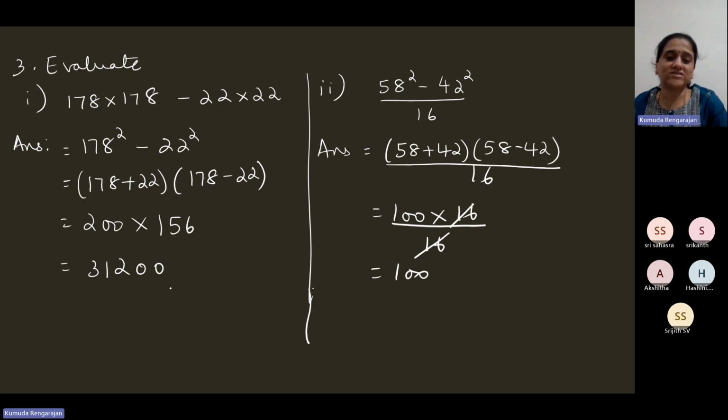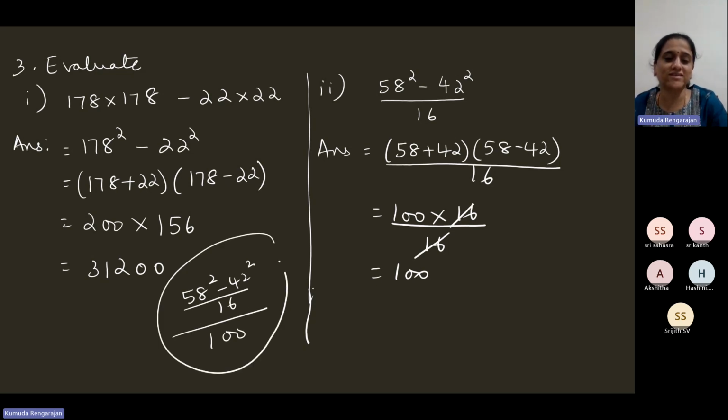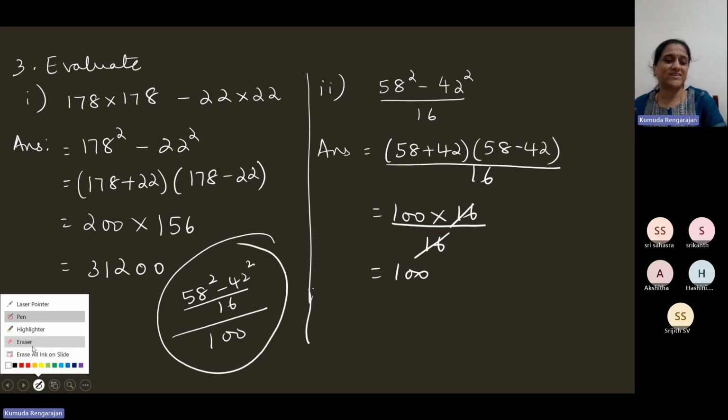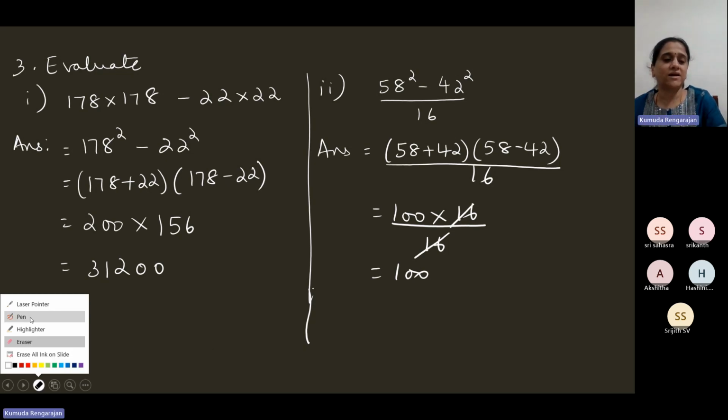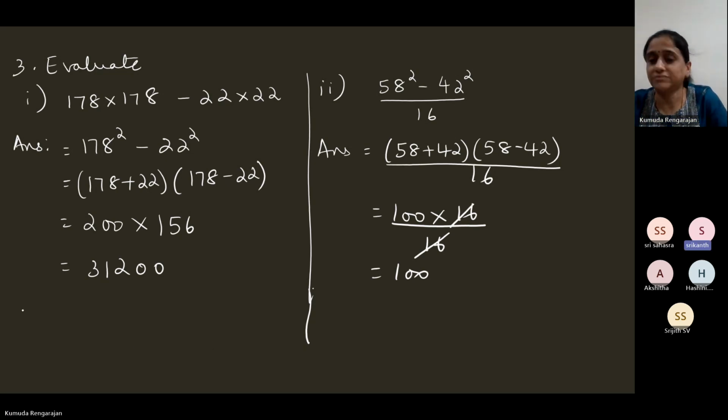Okay, so now your teacher says, Shrikant, this is your score. 58 square minus 42 square by 16 out of 100. So how much have you scored, Shrikant? Ma'am, 100. Yeah, you have scored 100 out of 100. So the value of this expression is 100. Okay, ma'am. Now please write down, all of you.